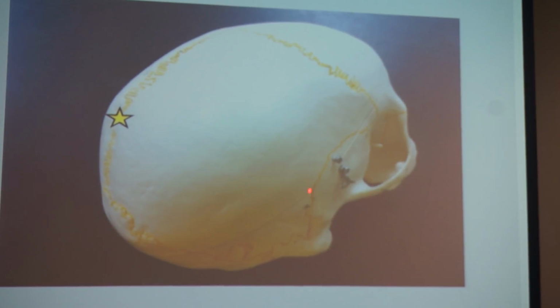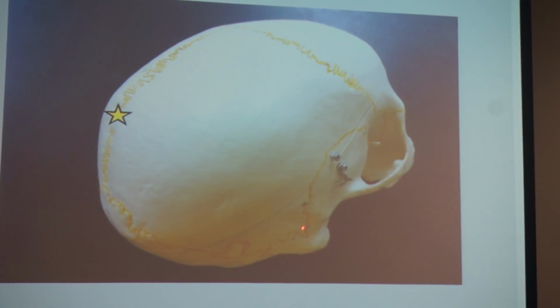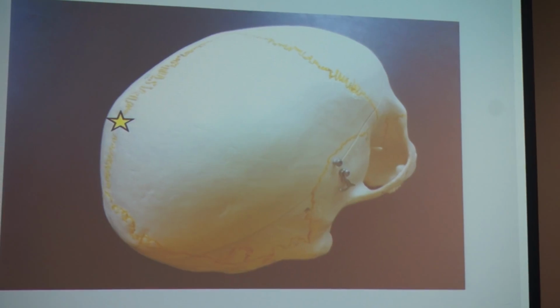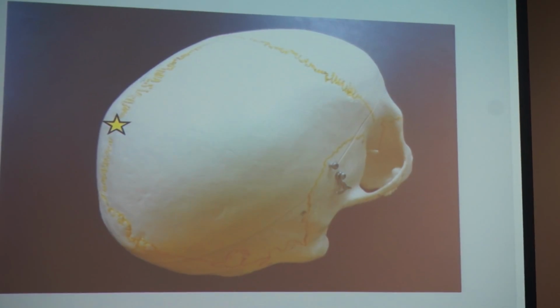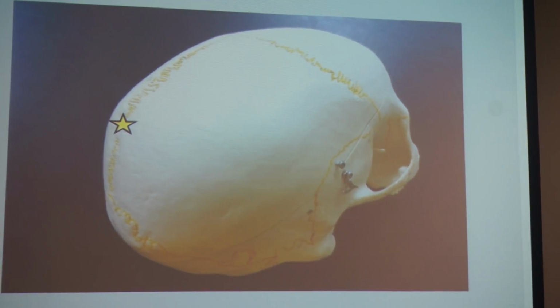Now over here, on this side, and it's going to be found on the other side too, what's the bone that's going to be protecting the lobe of the brain found right here?